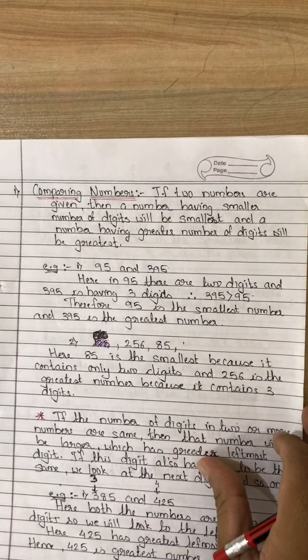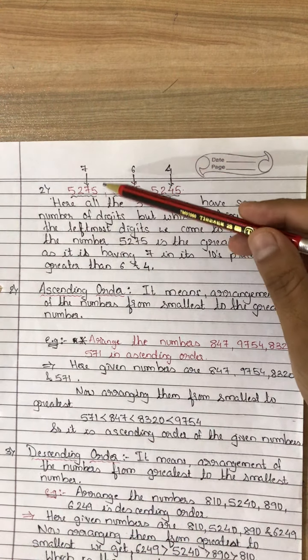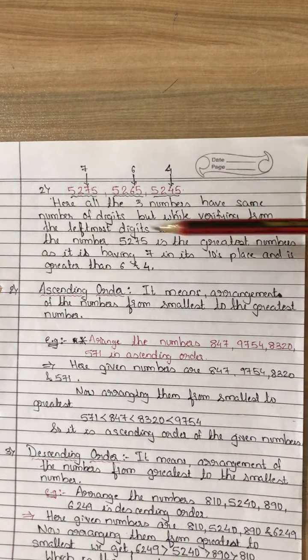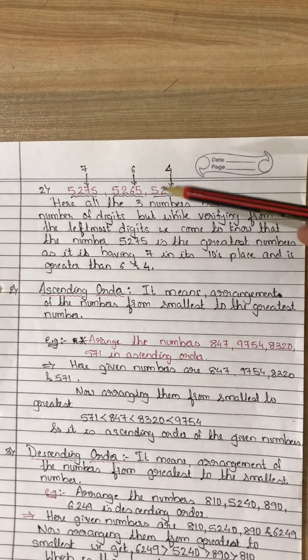For that, I am going to the next page. Here they have given you 3 numbers, and all 3 have the same number of digits. All of them have 4 digits. See, 5275, 4 digits. 5265, 4 digits.